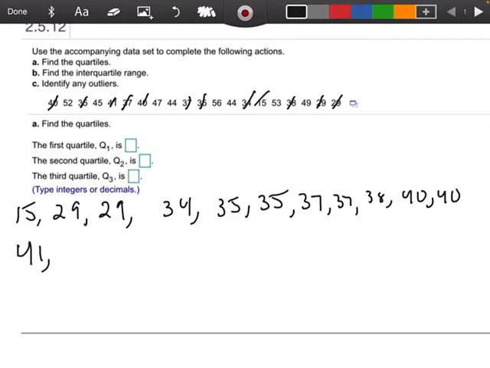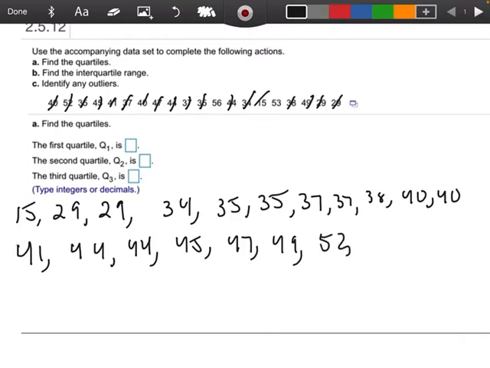We have 2 44s. Then a 45. We have a 47. We have a 49 over here. Then it looks like a 52. And then we have a 53. And finally a 56. Okay, so I got all my numbers here.